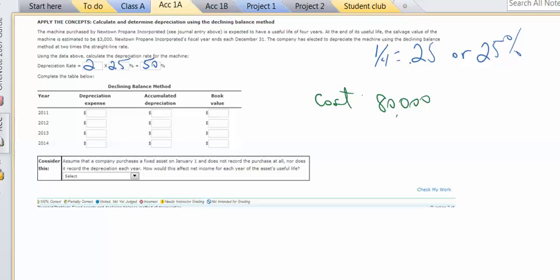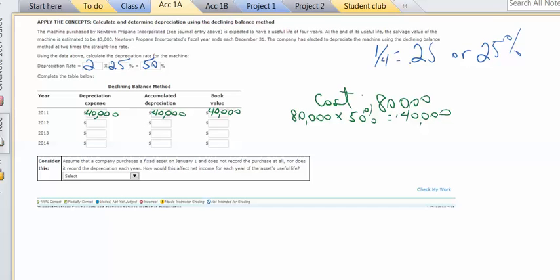So my depreciation for 2011, I'll take the 80,000 times 50%, that equals $40,000. So my depreciation expense would be $40,000. My accumulated depreciation would now be $40,000. And my book value is going to be 80,000 minus 40,000, or $40,000.